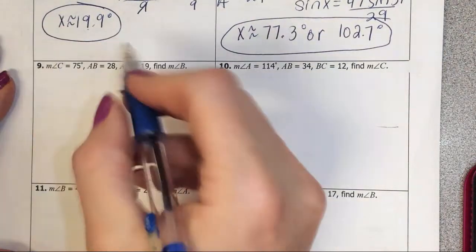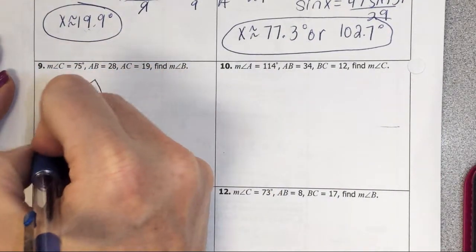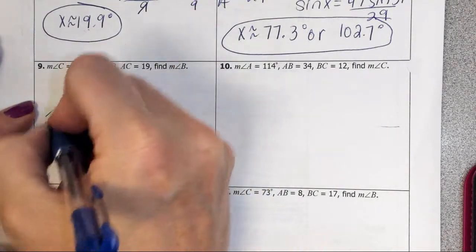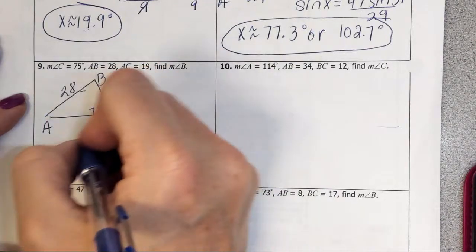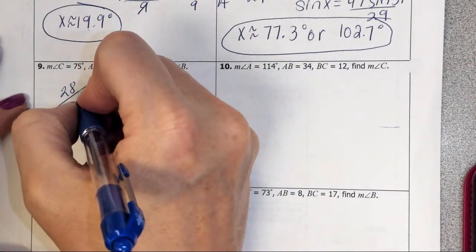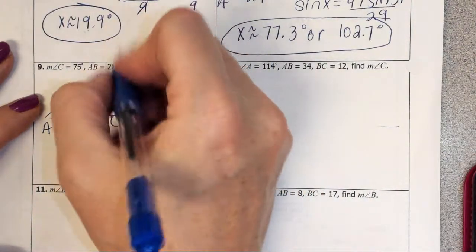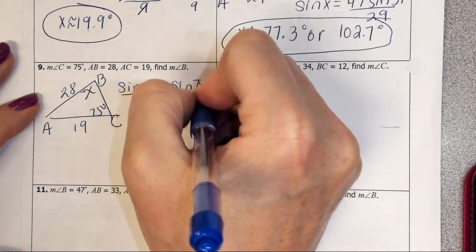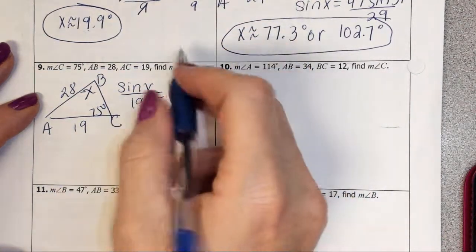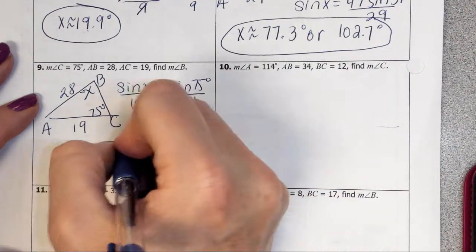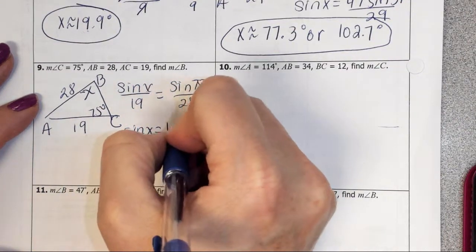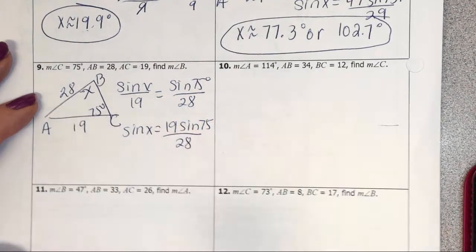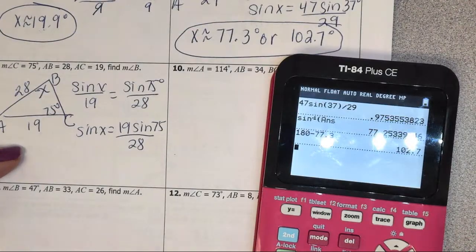All right, let's look at this one. Okay, so this time C is 75, AB is 28, AC is 19. Find angle B. All right, so we set it up. Sine X over 19. So we're going to cross multiply. Can you think ahead and realize that sine X is going to be 19 sine 75 over 28? You guys able to do that in one step like that? Okay.